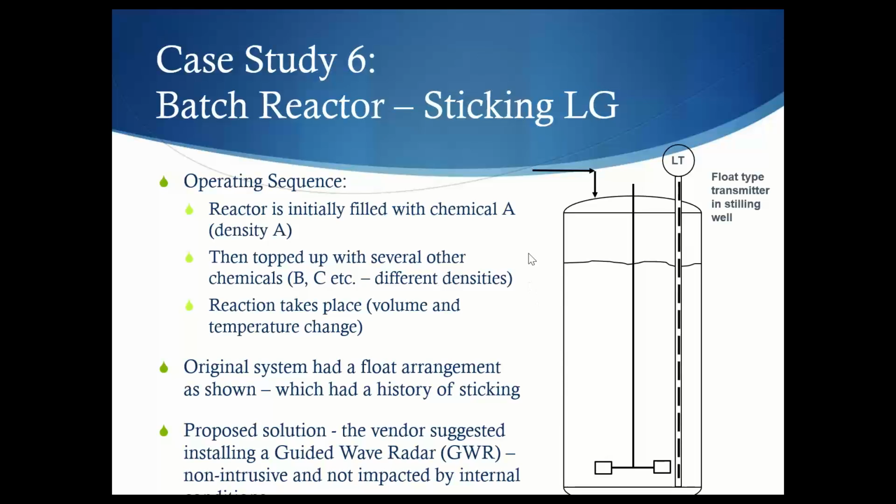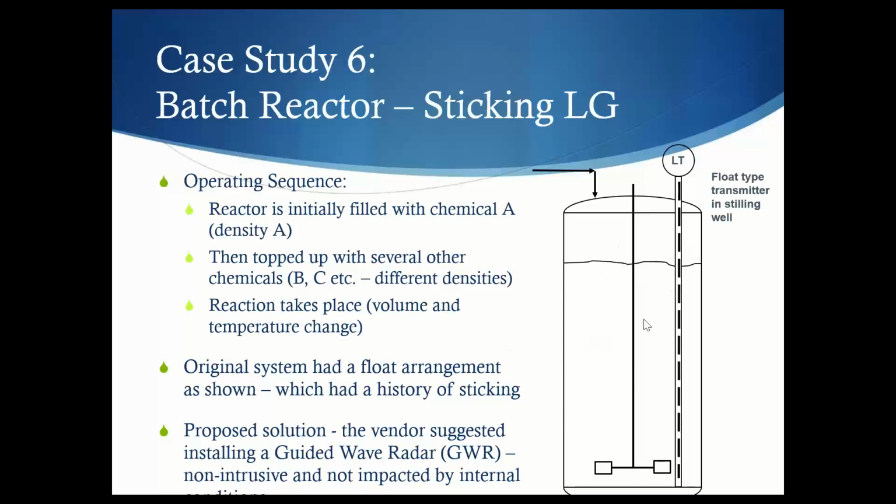Okay, next one. But now we're looking at batch systems. So this batch reactor has a vessel with a stirrer or mixer in it, and it's got a float type transmitter in it and a stilling well with the transmitter at the top there. So it's initially filled with one chemical, say density A, and then it's topped up with several other chemicals before they start the mixing and the reaction process.